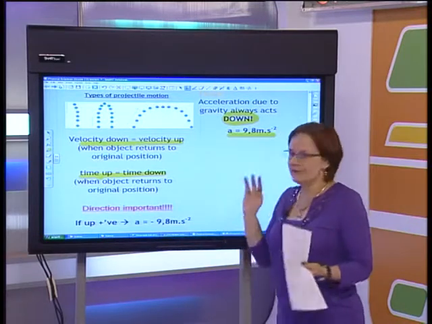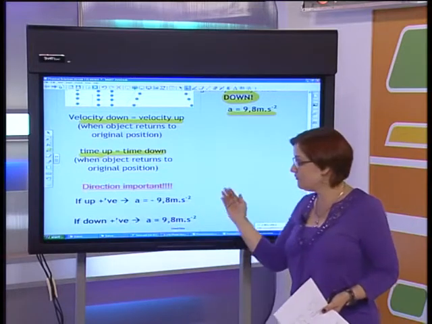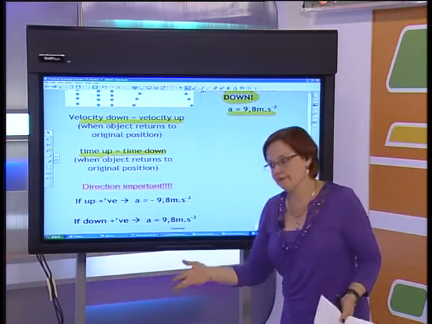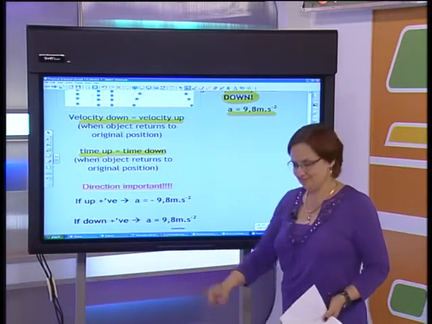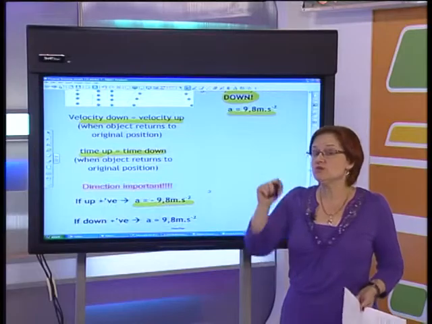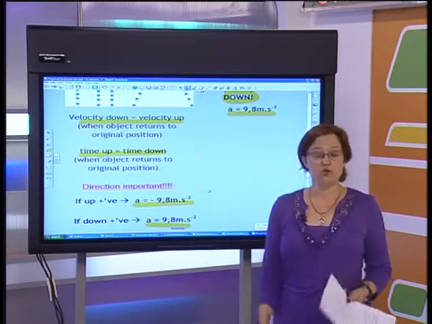This is the big thing for us: direction. It's your choice, there's no set standard that says down has to be positive or up has to be positive. But if you choose the upward direction as positive, in other words, anything that goes up is positive, then acceleration is negative. This is where you're going to make the biggest mistake. Acceleration must be negative then. If I choose down as positive, then my acceleration is positive, and you can't change that.